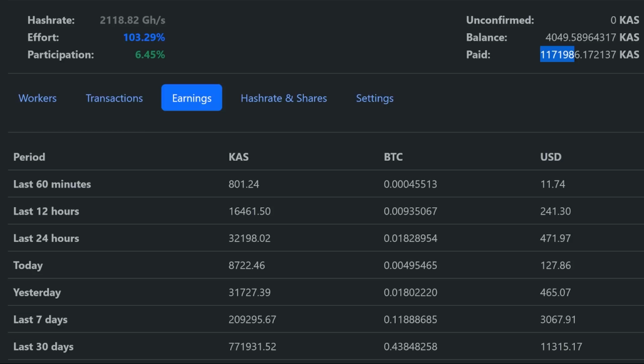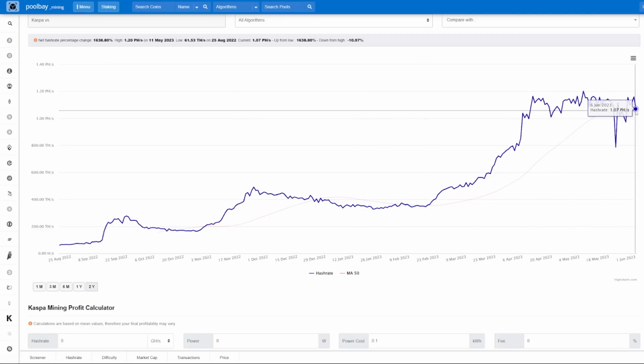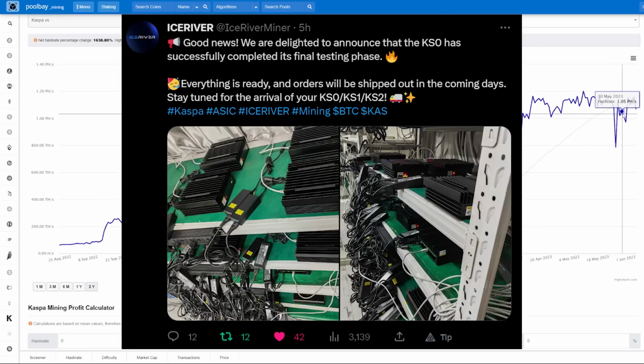So I've mined over 1 million Kaspa already with this Ice River KS2. Looking at the Kaspa network hash rate, it's been fluctuating quite a bit. I'm going to say this drop-off was, I don't know, some people are saying an API error. Maybe they were shipping out KS2s, they had them on during this time, and they decided to turn them off and ship them out.